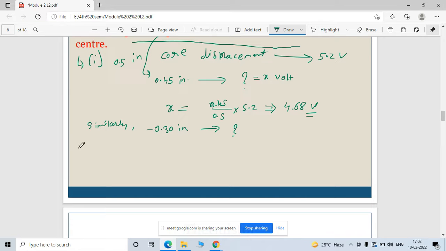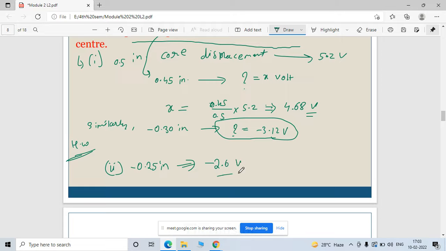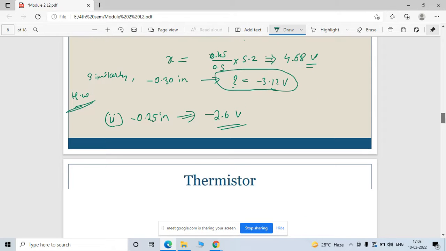So try to solve it, this is your homework. Let me tell you the final answer: I think you will get -3.12 volt. Check the calculation from here. Similarly for the second question also, the displacement you got is -0.25 inch, the core movement. The responsible voltage here will be 2.6 volt. Do that calculation and match your answer.